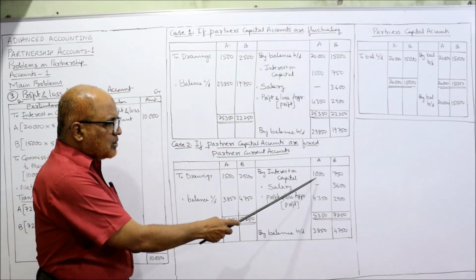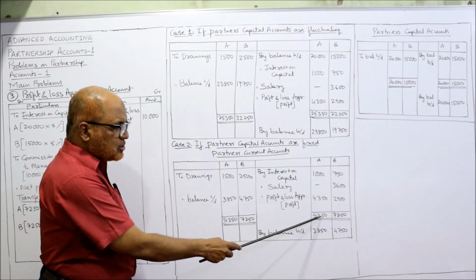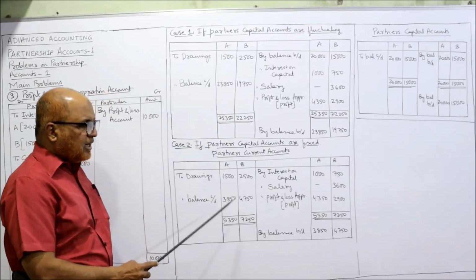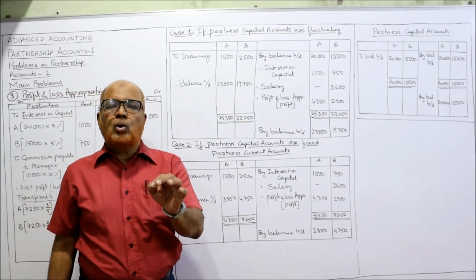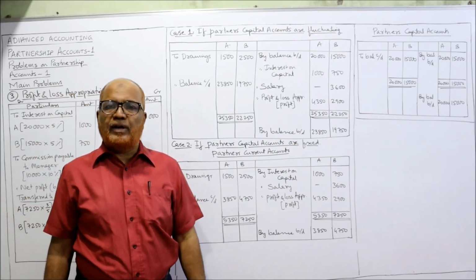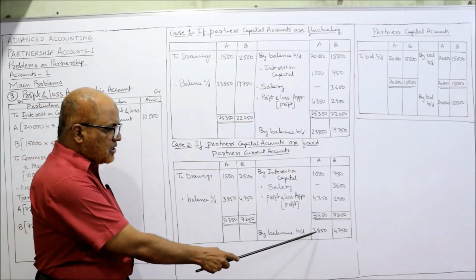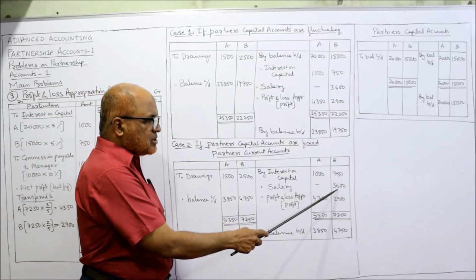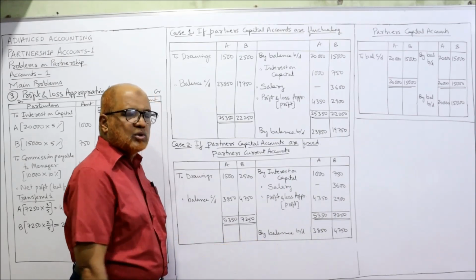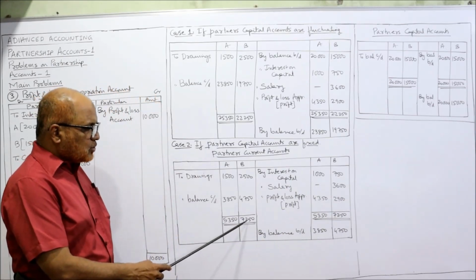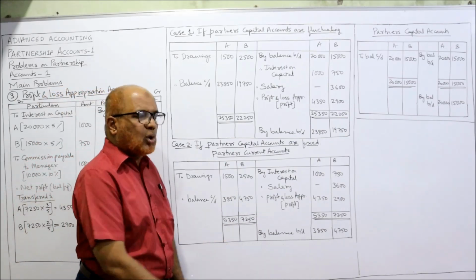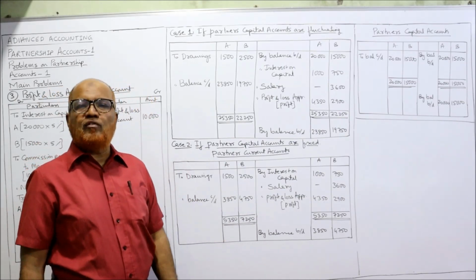Credit side, 1,000 plus 4,350, 5,350. From 5,350 minus 1,500, 3,850 is the closing balance of the current account of A. This is carried down, here it is brought down. Similarly, credit side 750 plus 3,600 plus 2,900, 7,250. From 7,250 minus 2,500, 4,750 is the closing balance of B.